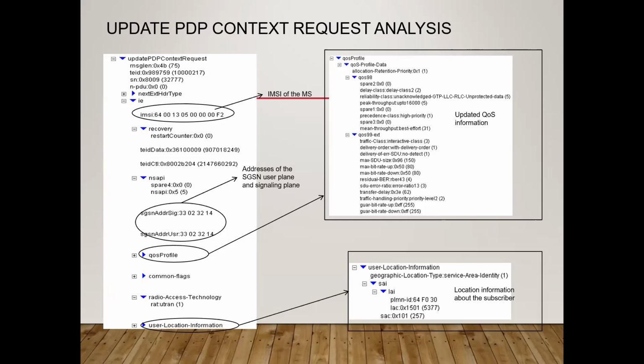Obviously, we're talking about the GGSN, so it's the old GGSN. Here you're sending your IMSI. Here you're sending your tunneling ID data and control plane of the SGSN. Here you're sending the user plane and the signaling plane IP addresses of the SGSN. Then you're sending the quality of service profile supported, and you're sending the user location information, which is the service area ID. This is the specific cell ID; in 3G it is the service area code.